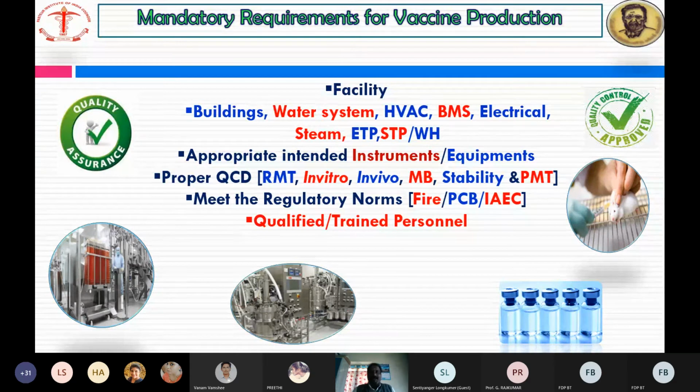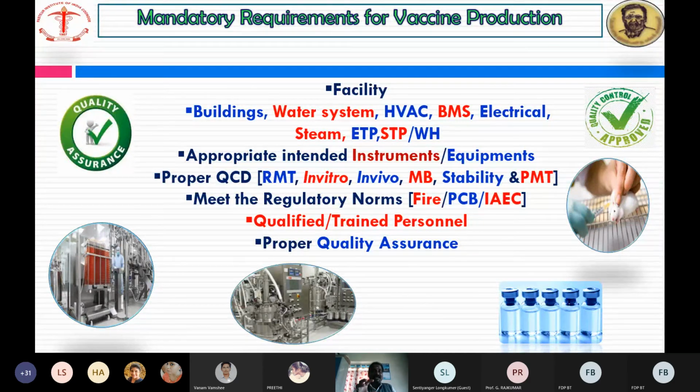So these are the mandatory requirements for vaccine production, along with proper quality assurance. One is facilities: buildings, water system, HVAC, BMS, electrical system, steam, ETP, STP, warehouse, and appropriate indented instruments and equipment. Proper QCD, like raw material testing, in vitro laboratory, in vivo laboratory, microbiology laboratory, stability, and packaging material lab. To meet the regulatory norms like fire and safety, Pollution Control Board, Institutional Animal Ethical Committee, then qualified and trained personnel for production, and proper quality assurance.